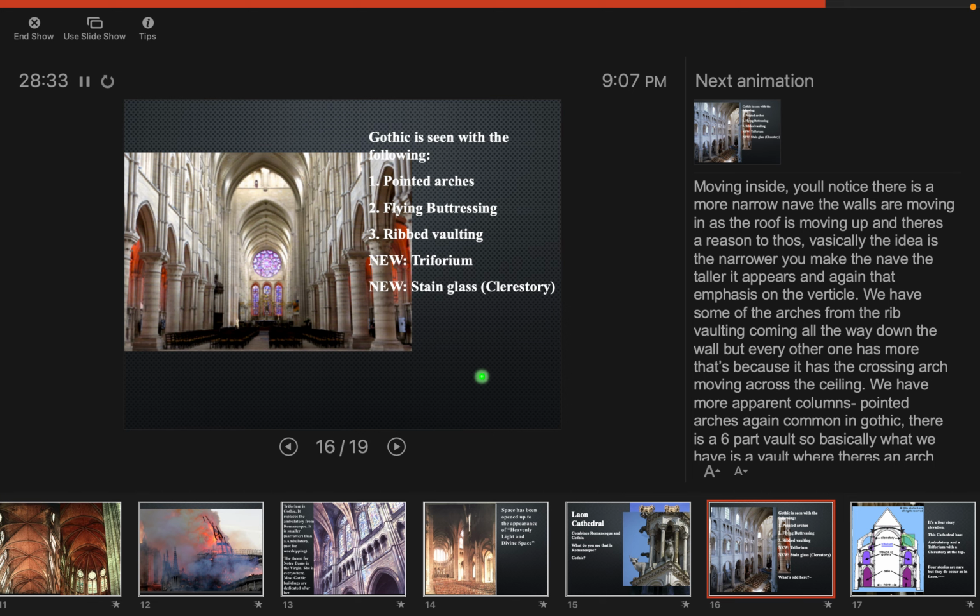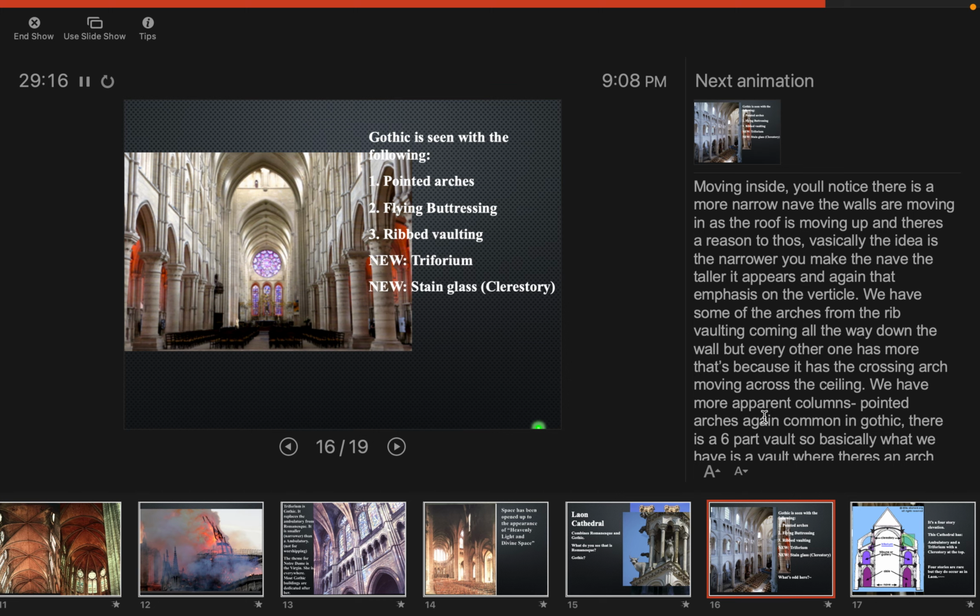So, breaking down the interior of Lyon, there's more of a narrow nave. The walls are moving in as the roof is moving up. There's a reason to this. Visually, the idea is the narrower you make the nave, the taller it appears. And again, that emphasis on the vertical. We have some of the arches from the rib vaulting coming all the way down to the wall, but every other one has more. That's because it has the crossing arch moving across the ceiling.